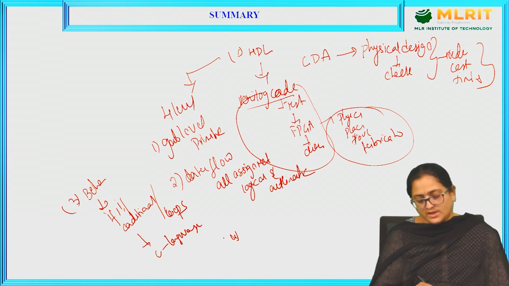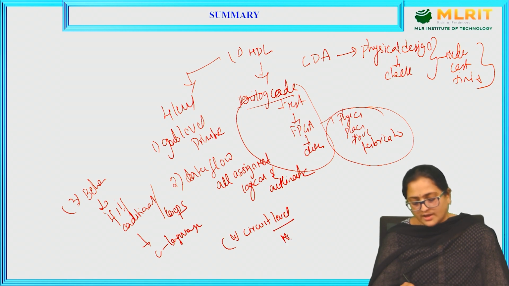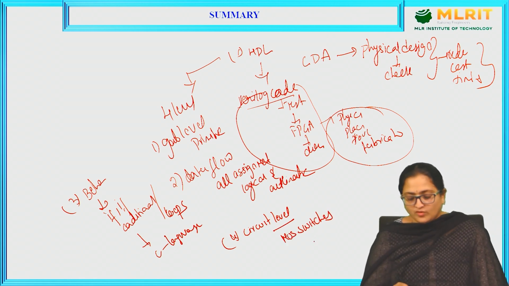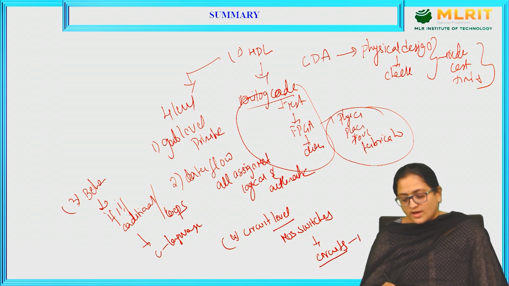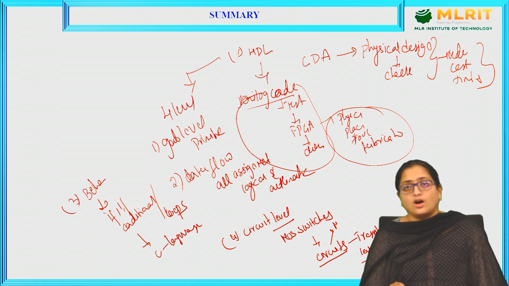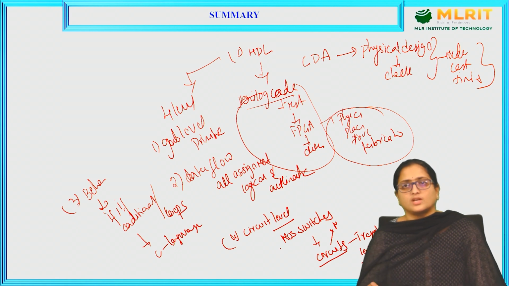And the fourth one is circuit level designing, where you can have MOS switches. You can write a code for the circuits, that is transistor level designing. All the MOS switches are available in Verilog. You can call the MOS switches to write the circuit level designing.